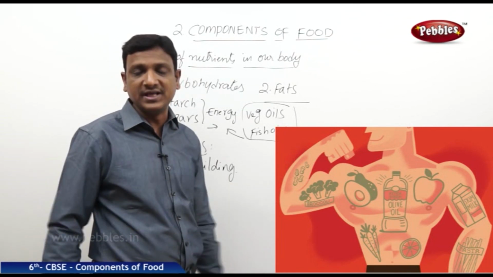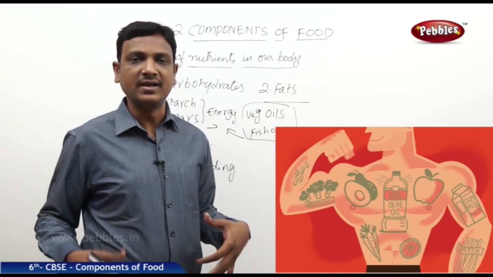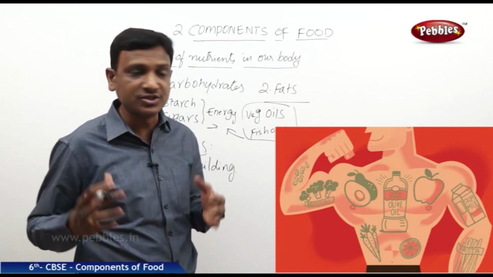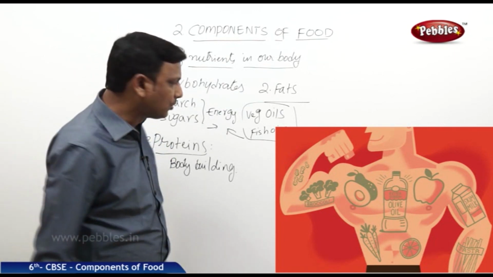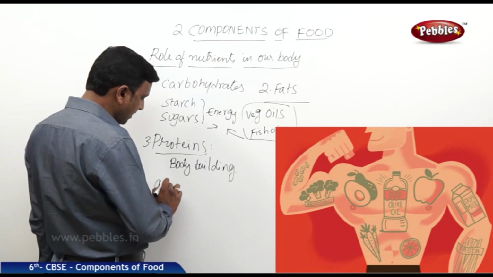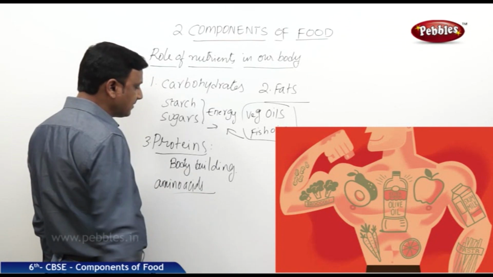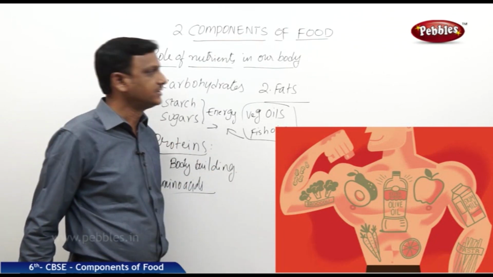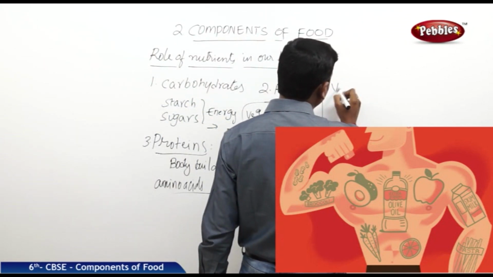For the formation of new cells, you need protein. The cells in our body are damaged. Every day, a certain number of cells are destroyed and new cells are formed. For the formation of new cells, you need proteins, right? Proteins are made up of smaller components called amino acids. We are not going to discuss these amino acids, but just remember that proteins are the body building nutrients. So next one is vitamins.